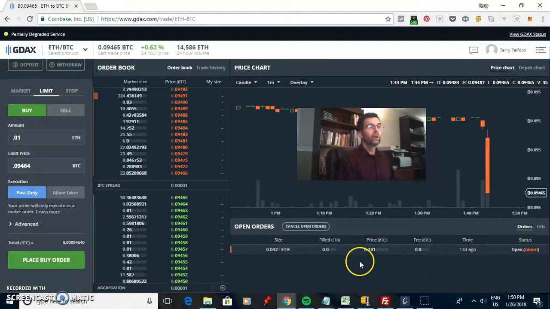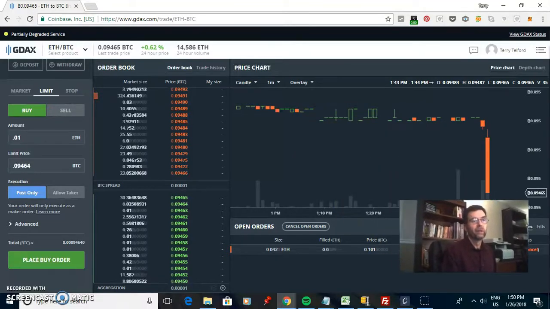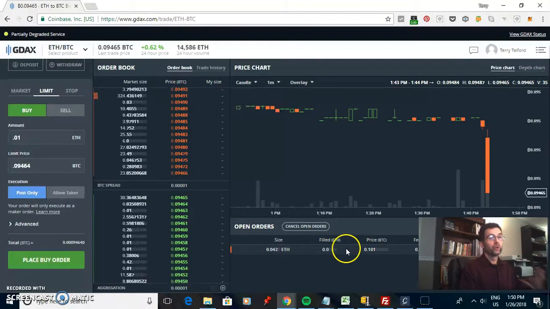So whatever you buy at, let's say the price was 0.00900, you want to sell at anything above that point, and that's where I'm sitting right now. It's just basically being held until the sell order triggers.